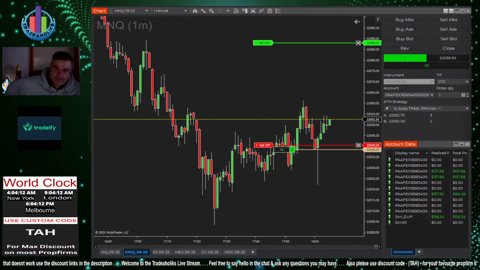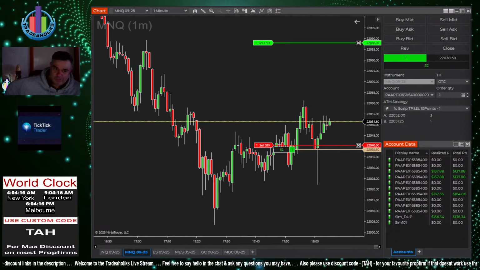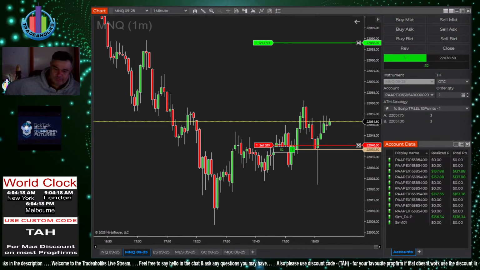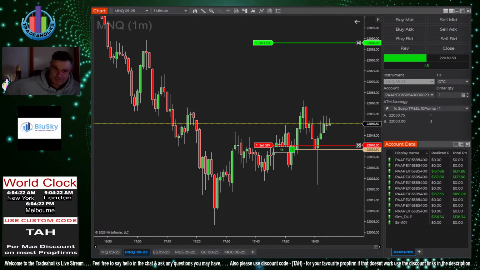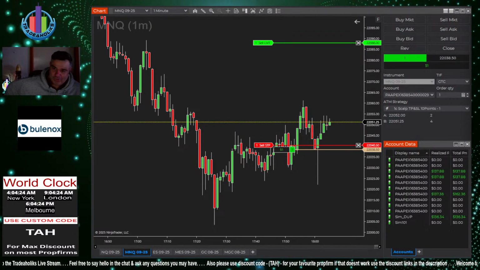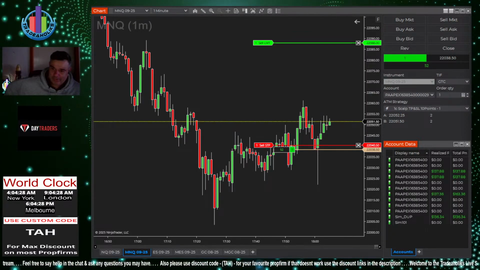So we are in the middle of the initial balance box. We could definitely go back up towards the top of the initial balance box, which is where my target is, or a couple of points below my target, about a point.